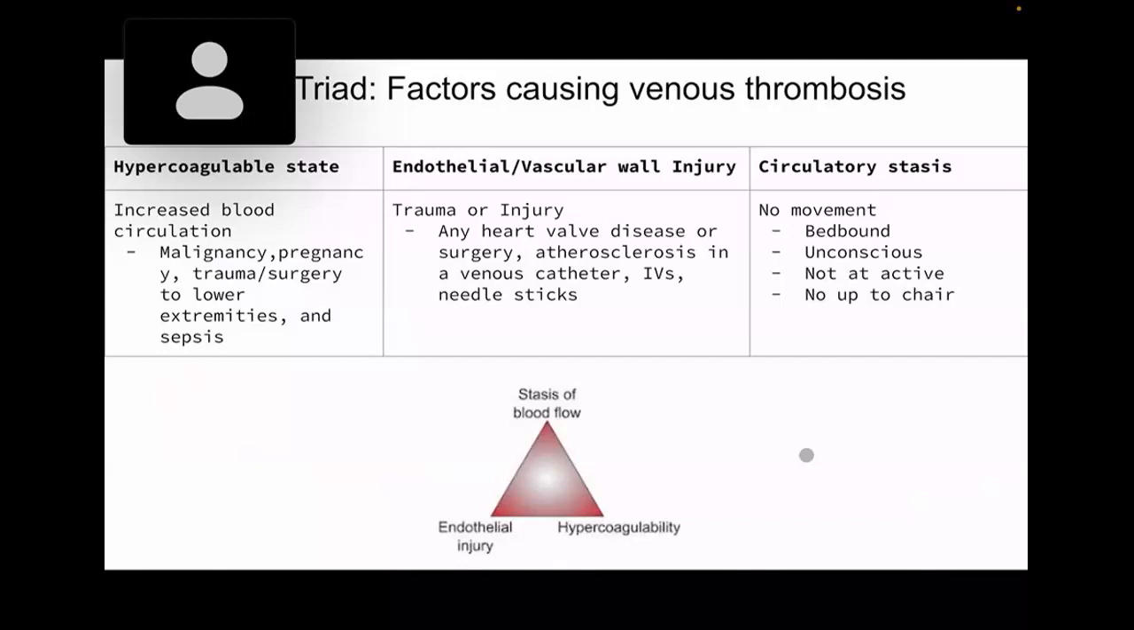Injury, think trauma. Guess what? An IV poke can be trauma. Trauma, when our body gets poked, any sort of surgeries, things like that, it's going to try to create clots in the area, which is good for that purpose, but again, puts you at risk for having a venous thrombosis.